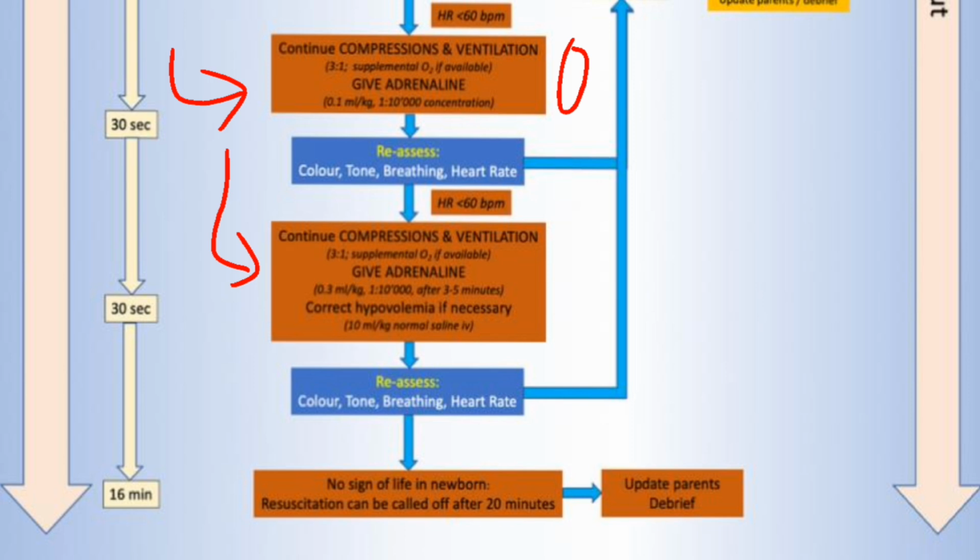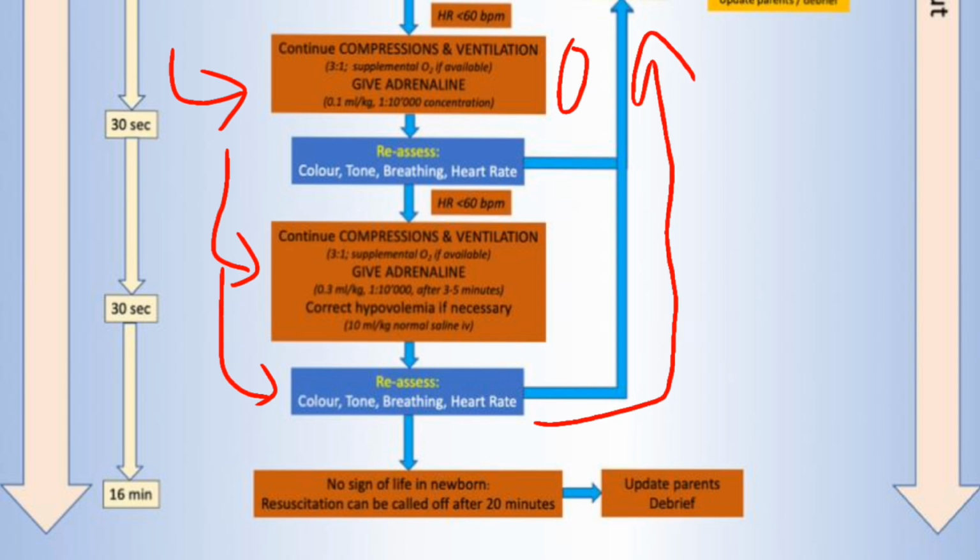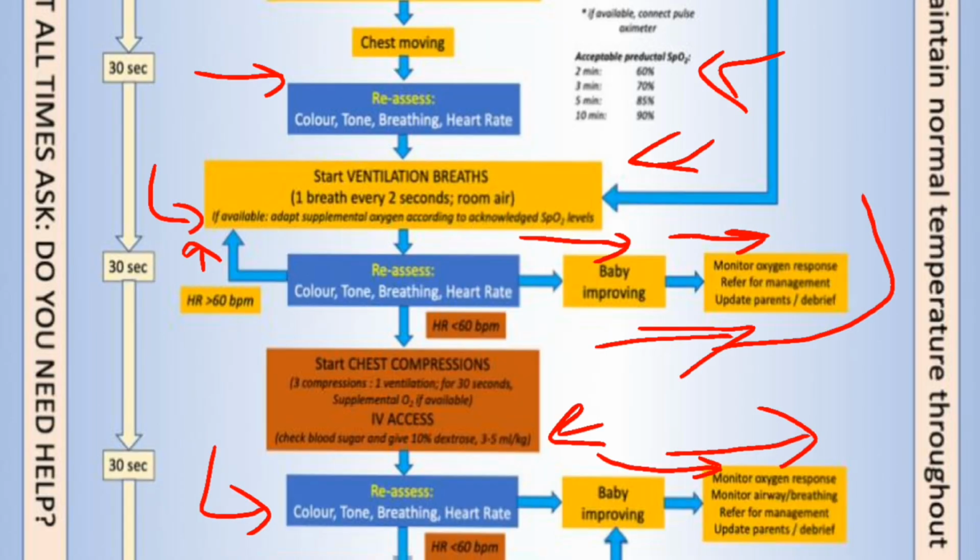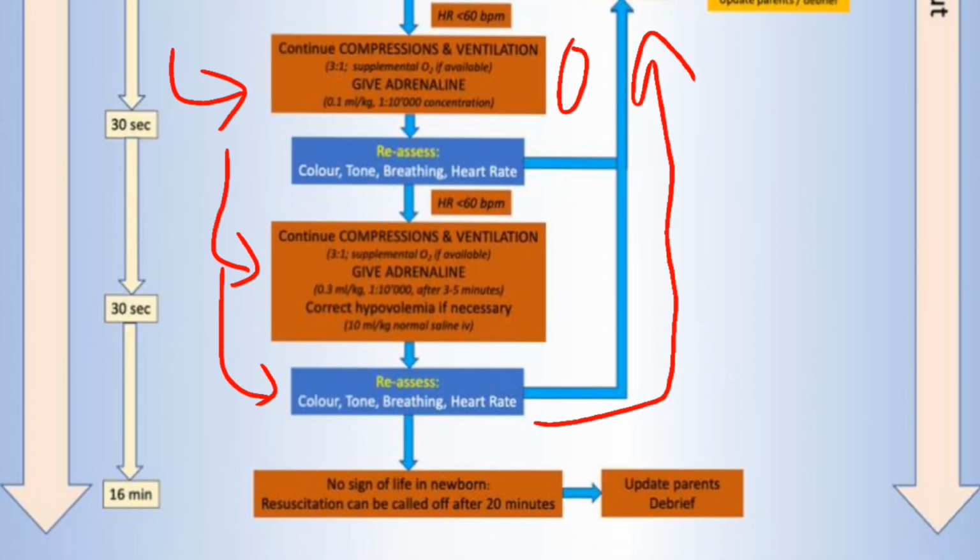Okay, then after you have done all this, you give it another 30 seconds. Then you reassess the child. You check for the color, tone, breathing, and heart rate. Then if the baby has improved, meaning you go back to where the baby had improved. So if the baby has improved, then you monitor your oxygen response, monitor the airway. If there's any need for referring, you refer. Okay, that's how you do it.